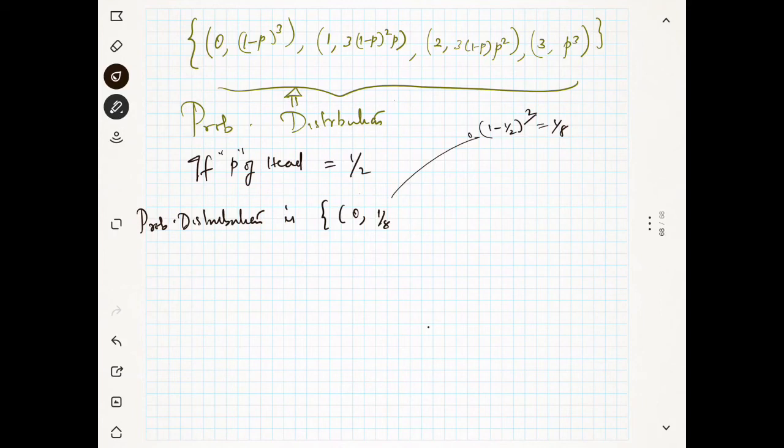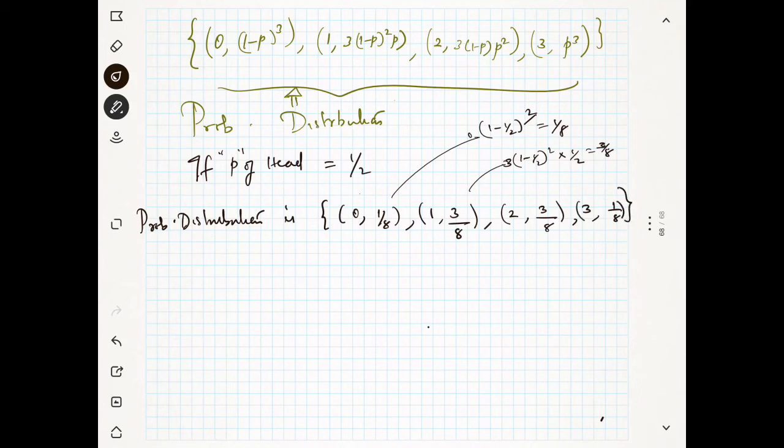Similarly, the second element is 1, and it has 3 into 1 by 8, that means 3 by 8. This comes from (1 minus 1 by 2) the whole square into 1 by 2, which is 1 by 8, and then you multiply with the 3, so 3 by 8. Similarly, the next one is again 3 by 8, and for 3 it is 1 by 8. So this is nothing but the probability distribution.